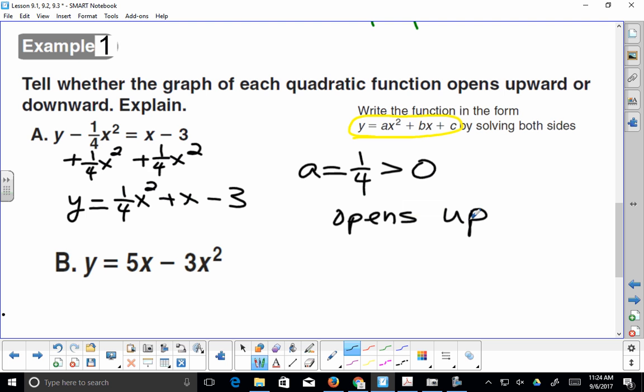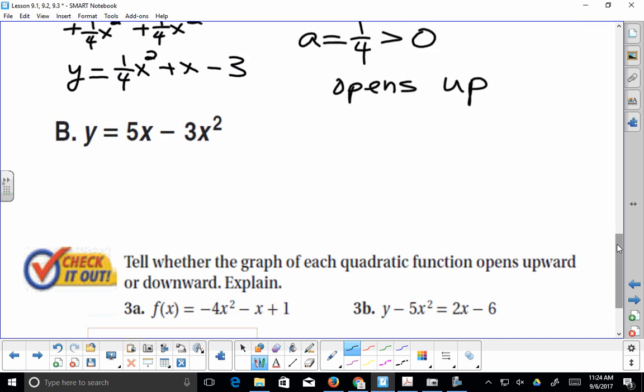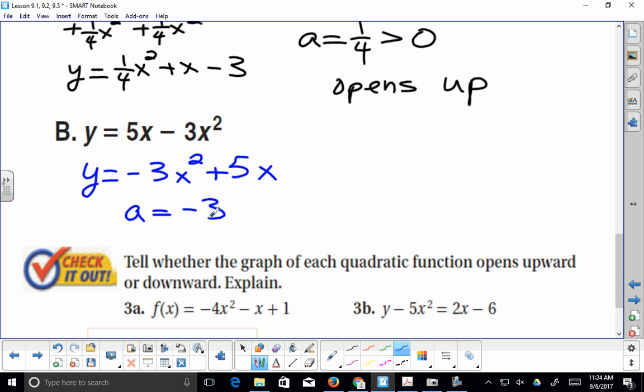Okay. All right, letter B. Once again, we need to make sure it's in that form. So we just rewrite it. So negative 3x squared plus 5x. All right, and A is always the coefficient of x squared. So in this case, A equals what? Negative 3, which is less than 0. So this opens down.